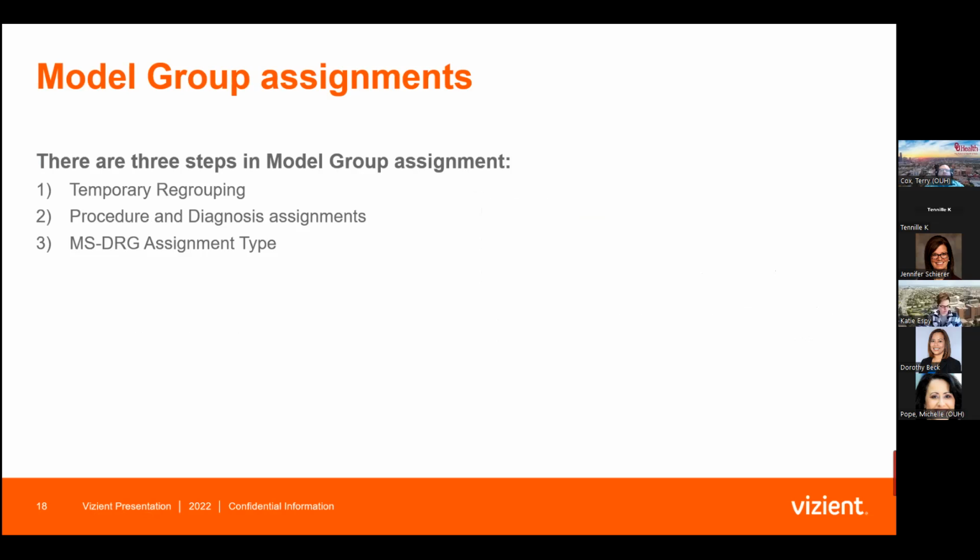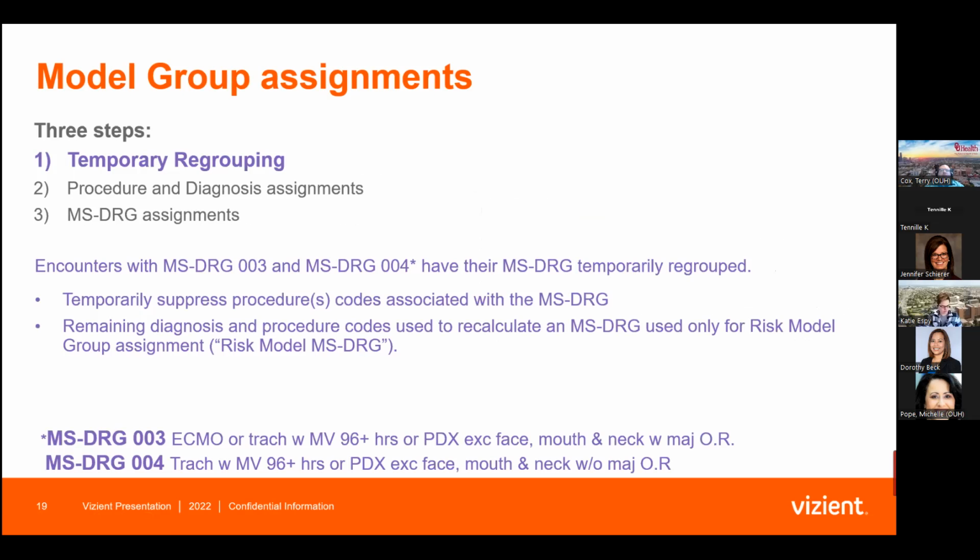When we talk about these model group assignments, there are 3 major steps that must happen first, listed here. Let's start with the first step, which we refer to as temporary regrouping. In some instances, the CMS assigned MSDRG does not align with our clinically homogeneous principles. So we regroup these patients, particularly the ECMO or tracheostomy patients in MSDRG 3 and 4. To regroup these cases, the procedure codes driving MSDRG assignment are temporarily removed, and those cases are assigned a different MSDRG.